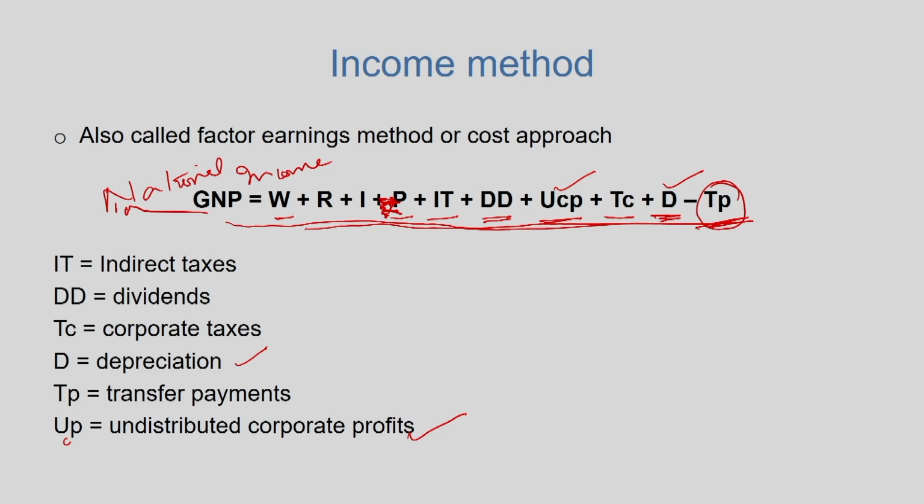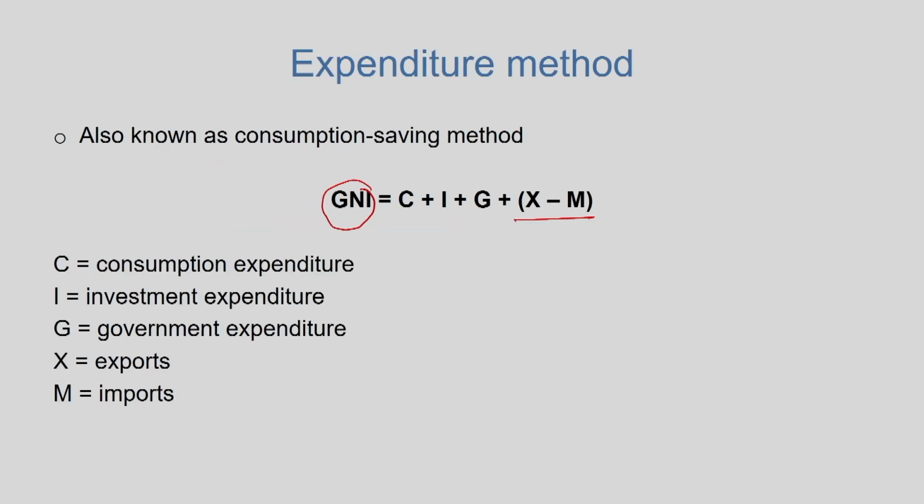estimated. We also looked at the income method, which shows us the distributive shares of different factors of production within the economy. Then we also looked at the expenditure method, which is basically the summation of all expenditures, consumption, investment and government expenditure, including the net of exports minus imports.